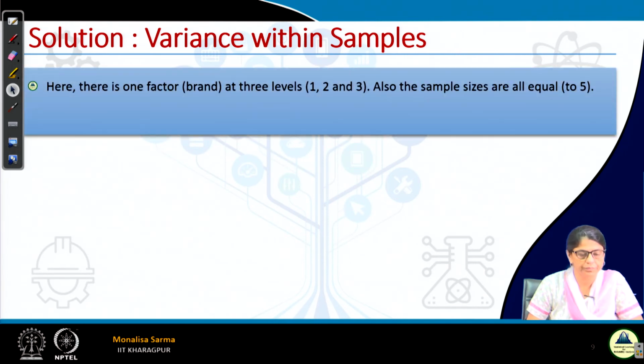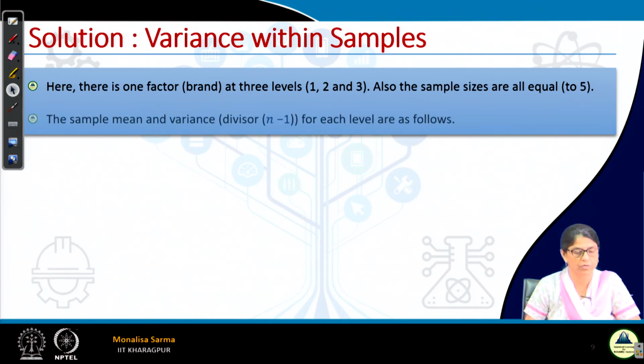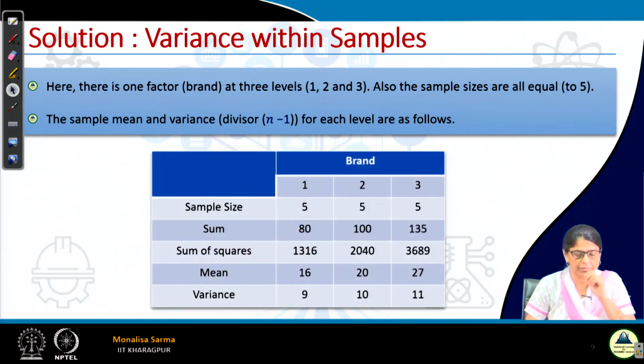So, now there is only one factor. What is the factor? The different brands, and the 3 levels 1 to 3, and the sample size is equal to 5. First we will find out the sample.